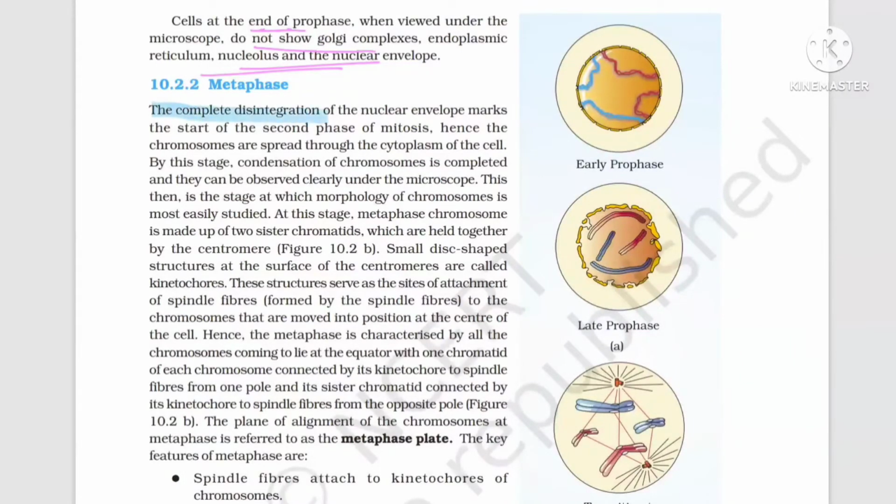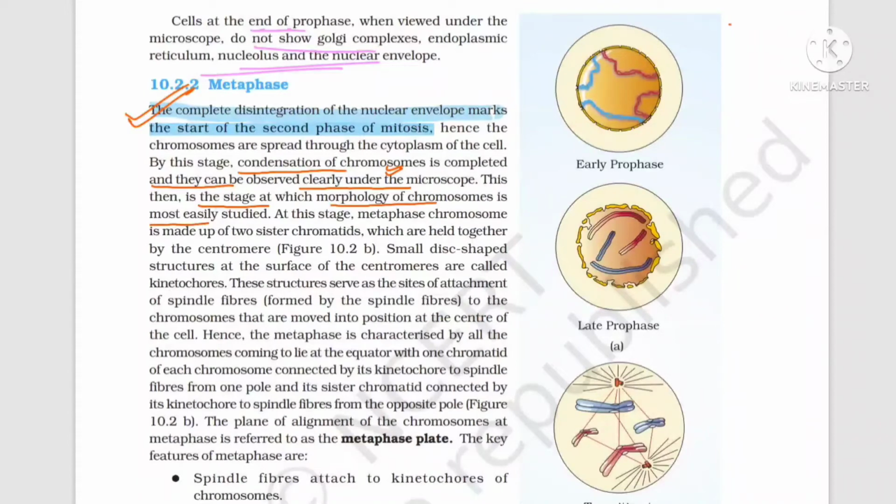Complete disintegration of nuclear envelope marks the start of the second phase. Again, they ask you the question. Please remember this statement. It is not the end of the prophase. It is the beginning of the second phase. Condensation of chromosome is completed and they can be observed under the microscope clearly. This is the stage at which morphology of chromosome is studied easily.